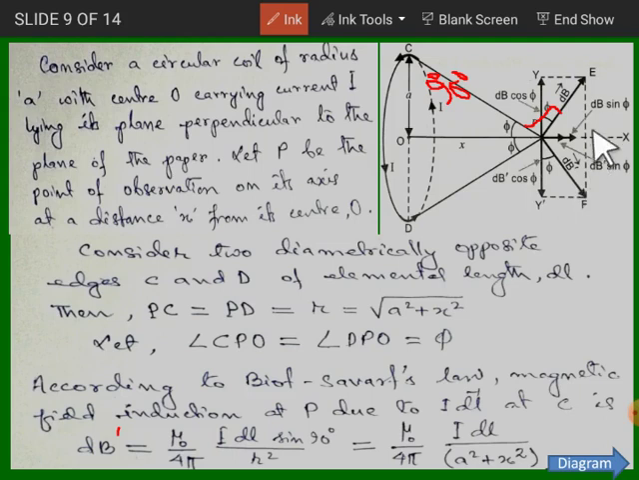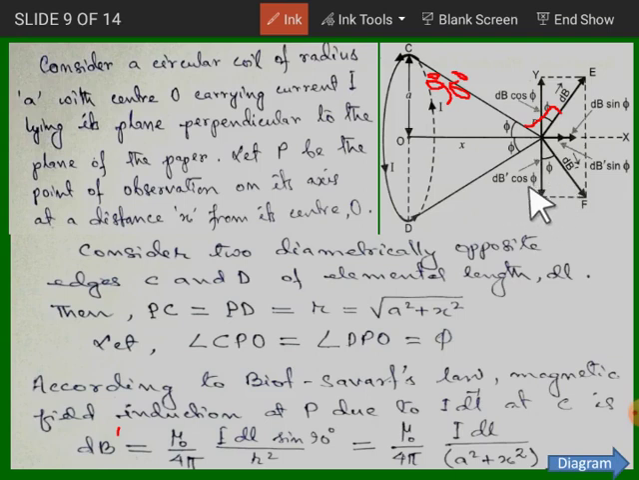Now when you resolve this dB vector and dB prime vector into two rectangular components, one along the vertical and one along the horizontal, you will get these angles phi. Got it? So the component near this phi will be dB cosine phi, and the one which is not having this phi will be dB sine phi, like that. Here also, if you express this dB prime into two rectangular components, then what happens? This will be what?